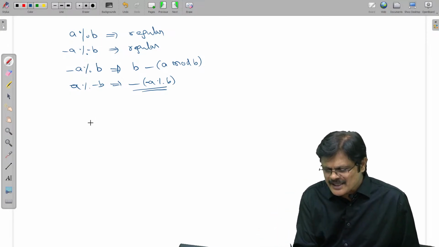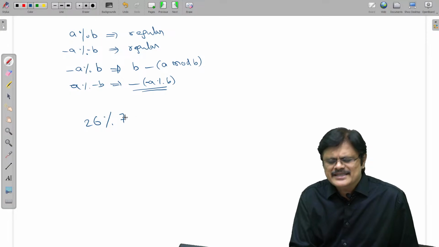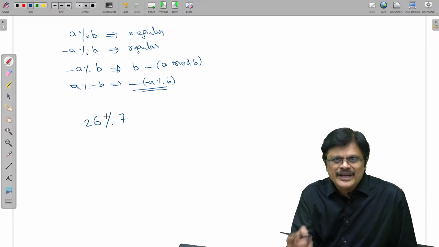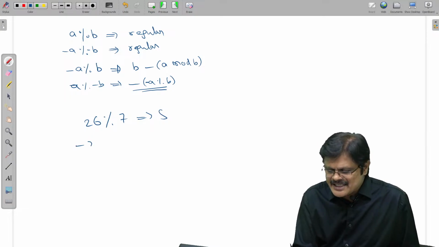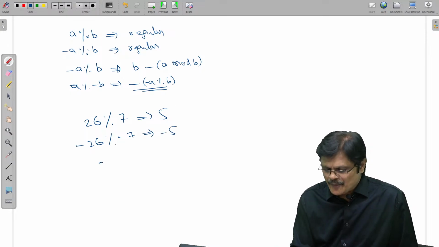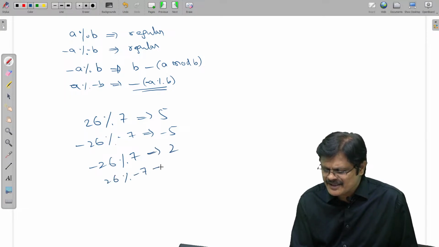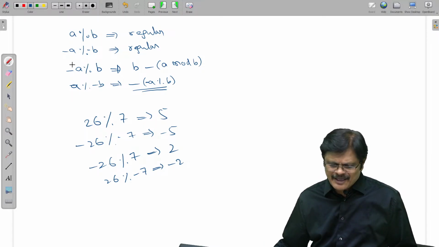Later on, suppose you take bigger numbers like 26 percent 7. 26 percent 7 means what? 7 threes are 21, 5 is the remainder. Here you get 5 as the remainder. And when it is minus 26 percent minus 7, minus 5 is the remainder. When it is minus 26 percent 7, it is 2 remainder, and for 26 percent minus 7, the result is minus 2. So this is what is expected, my dear friends. You can try that.